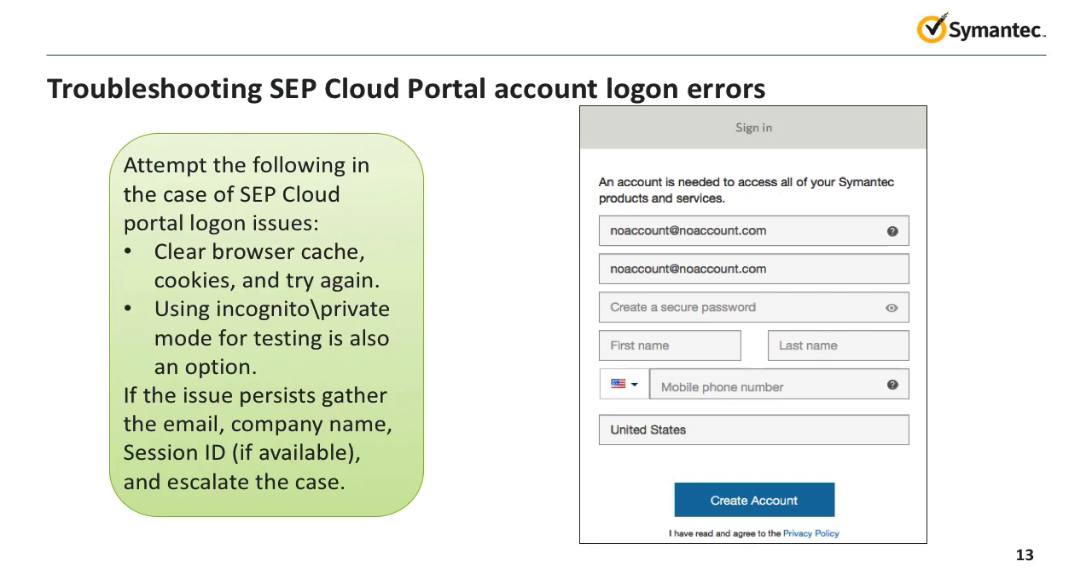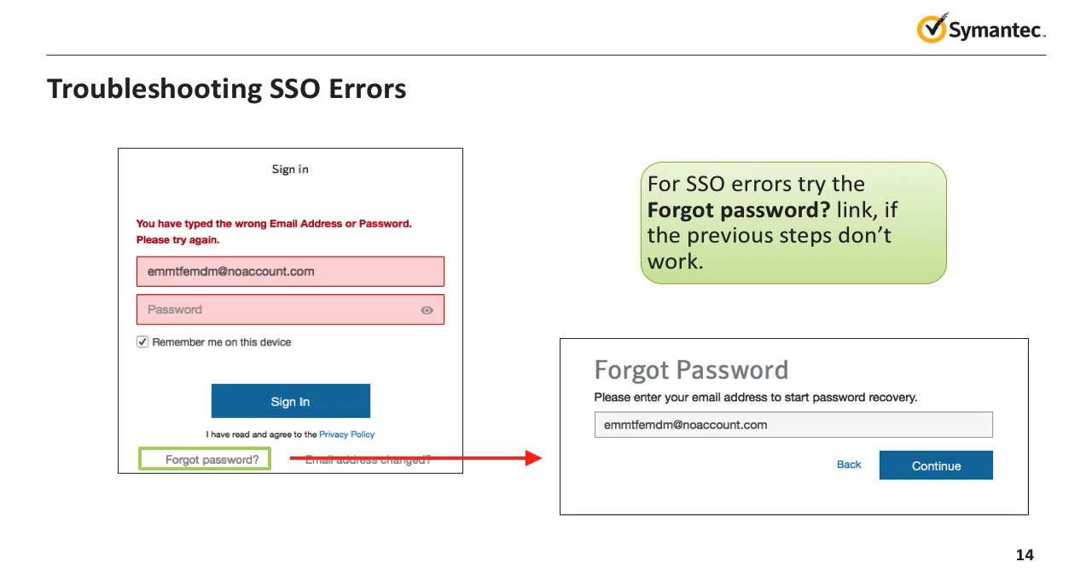For SEP Cloud portal logon errors, clear the browser cache or cookies and try again. If it persists, collect the user's information, email address, company name, session ID if available, and escalate the case to product support. For SSO errors, try the same steps as for SEP Cloud portal errors. If the steps fail to solve the problem, try the Forgot Your Password link to ensure they have the correct email address and password. If the problems continue, get the relevant customer information and escalate the case to product support.